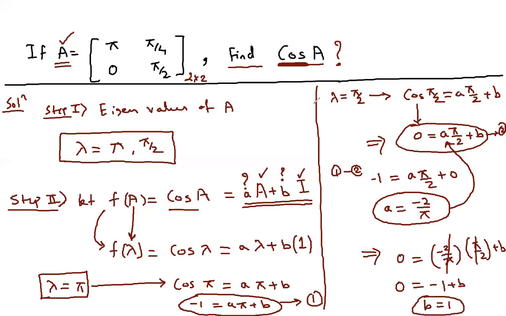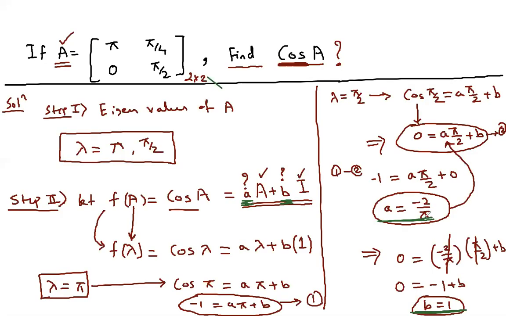So look what we've done. We have found out the value of A and the value of B, which we can simply put here. So both the unknowns A and B are now figured out, where A is minus 2 by pi and B is equal to 1. Let's take it to the next page now.